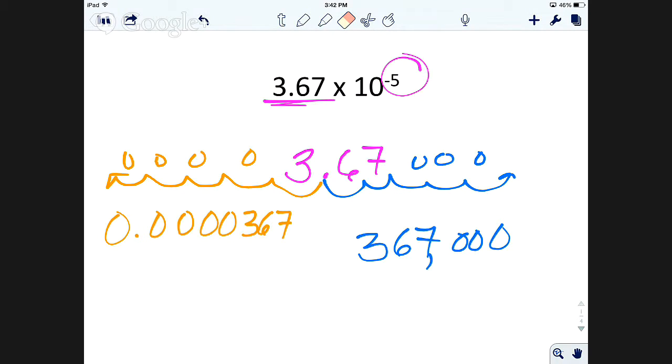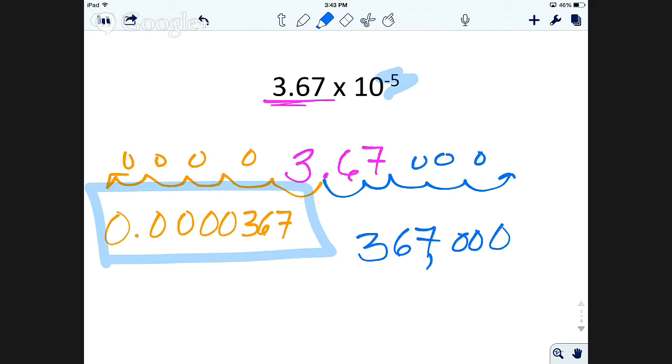So I know beyond a shadow of a doubt one of those two numbers is the answer. If we look back at the original number, it's a negative 5. So that means I need a small number. And in terms of money, this would be a small number. That is my answer. Sweet. So that is how it works.